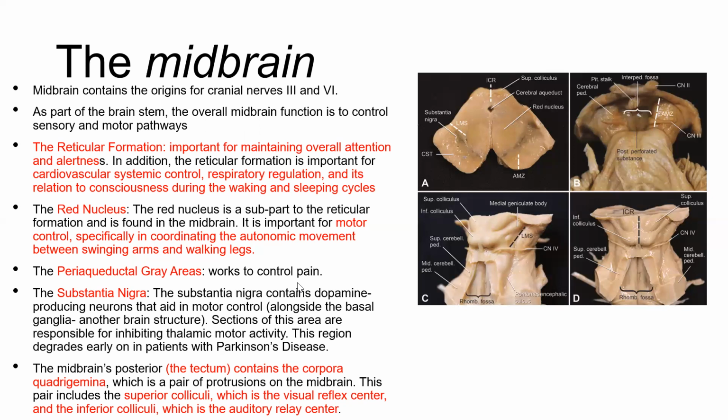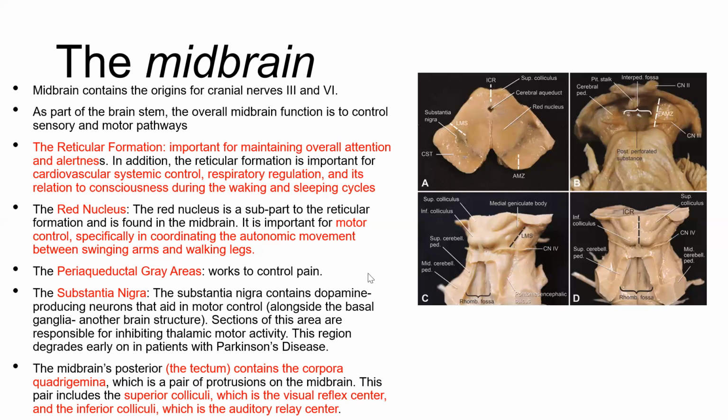So, the substantia nigra contains the dopamine producing neurons that aid in motor control alongside the basal ganglia, another brain structure. The action of this area is responsible for inhibiting the thalamic motor activity. This region degrades early in patients with Parkinson's disease.